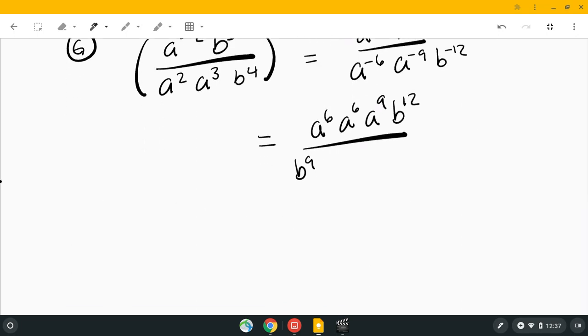So now my a's, that's all products, so I can add the exponents. 12 plus 9 is 21. a to the 21 power. And here, quotient rule, so I cancel. These 9 cancel with 9 of these, leaving me with b cubed up above. So this would be the final answer.